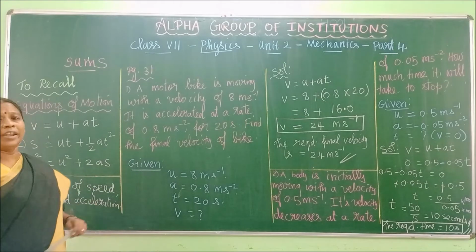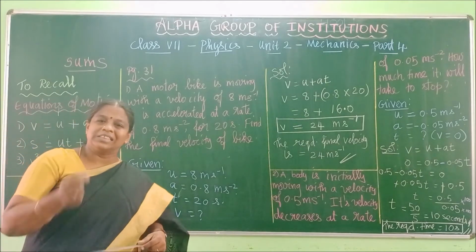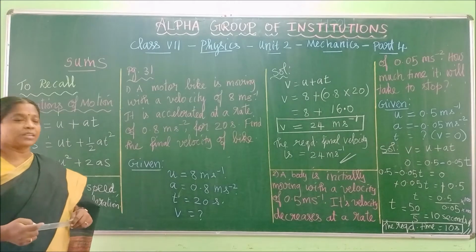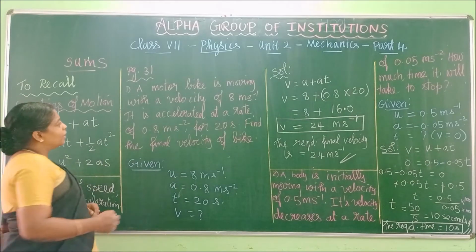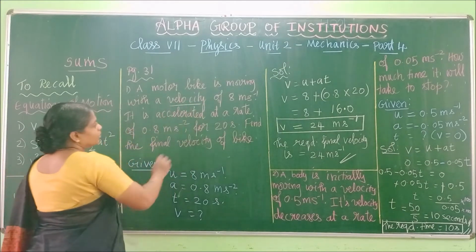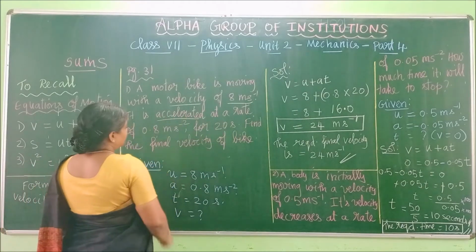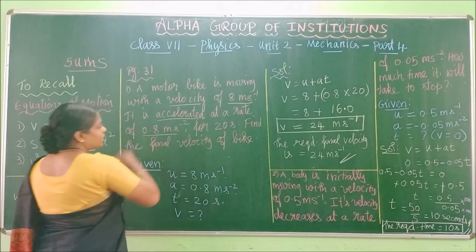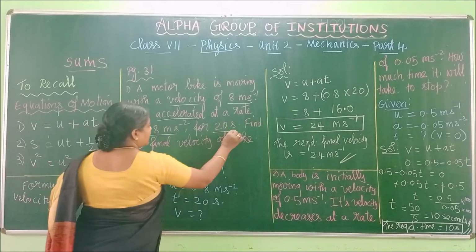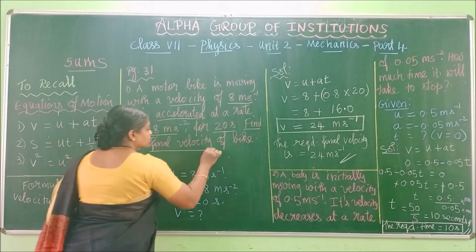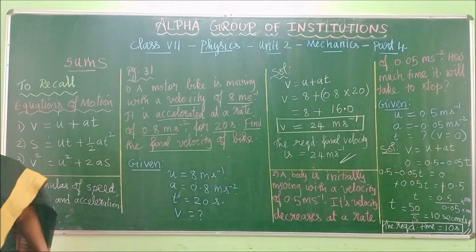Right? So what did I tell you in the previous tip? To start a sum, first underline the key terms. What are the key terms here? Velocity, 8 meter per second, accelerated, 0.8 meter per second square, 20 seconds. Find the final velocity. So these are the key terms.